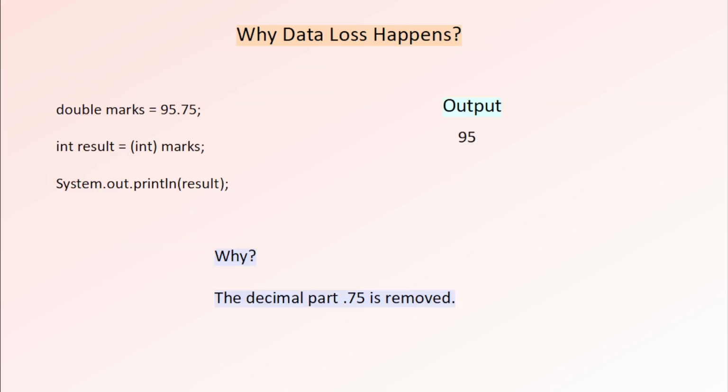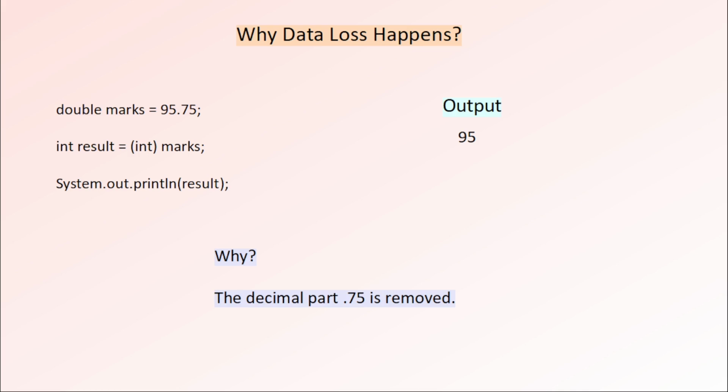This is one of the most important concepts to understand. Many beginners think Java rounds the number, but that's not true. Java simply removes the decimal part. So 95.75 becomes 95. This is called data loss, and it's the main reason Java doesn't perform this conversion automatically. Okay, now let's combine everything into a complete Java program.